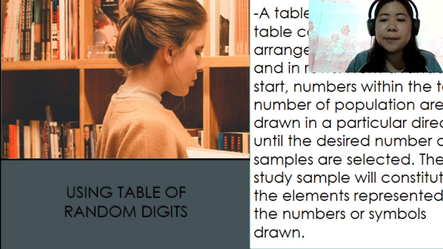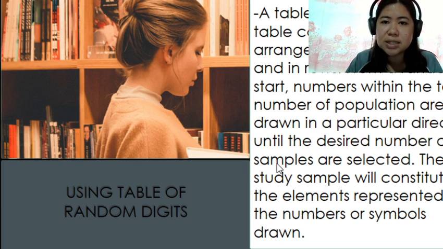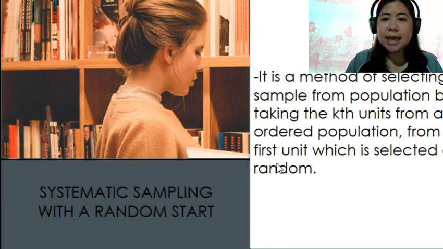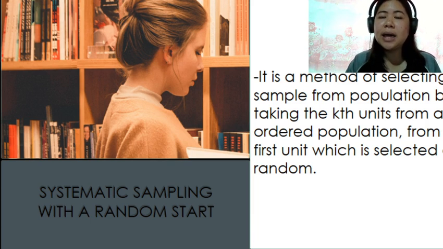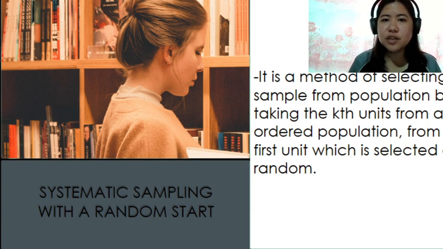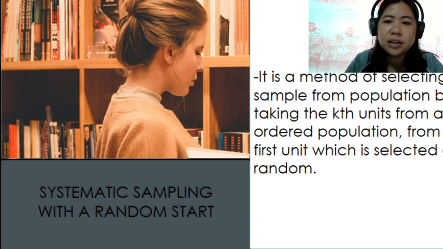So the study sample will constitute the elements represented by the numbers or symbols drawn. If you choose simple random sampling, you can just do it by drawing of lots, the fishbowl method, or a table with random digits. The next one is systematic sampling with a random start.